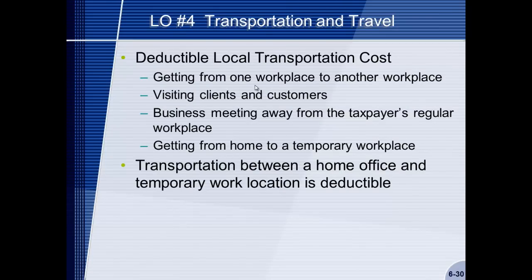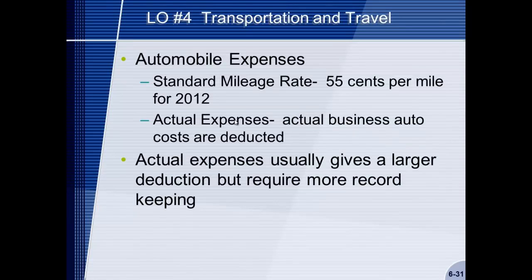So if I have a second job, my transportation, now we're talking about self-employment, so if I'm getting from one workplace to another, if I'm at a location in Chicopee and I need to go to Holyoke, then the transportation between Chicopee and Holyoke would be deductible. Also, visiting clients and customers and business meetings away from the taxpayer's regular workplace. Also, getting from your home to a temporary workplace. So if I've been temporarily assigned to Boston, but I normally meet in Springfield, my transportation to Boston would be deductible. Transportation between home office and a temporary work location is deductible.